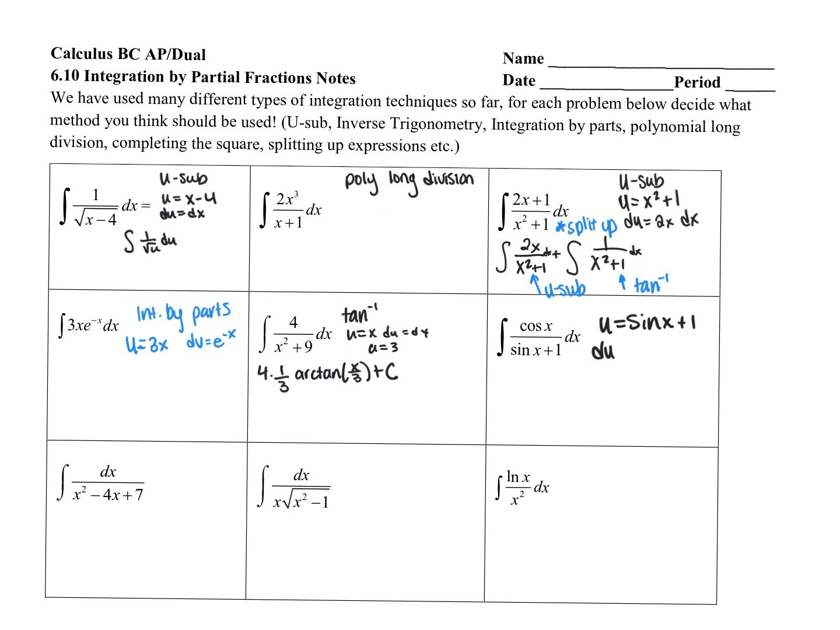what's du? Cosine of x. Well, that's convenient, because what's in the top? Cosine of x, right? So this would literally just be du over u, which is ln of u, which is sine x plus 1, plus c. It's actually a really nice u sub, without much manipulating.